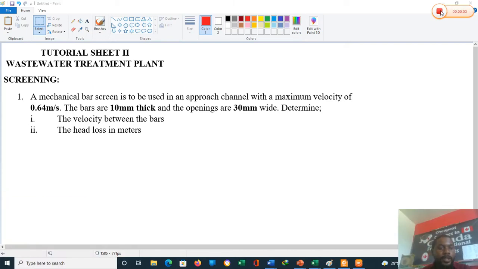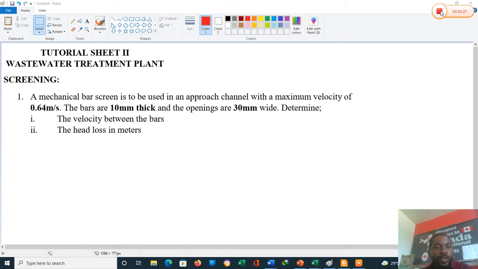Okay, good morning, guys. We are going to look at question number one on tutorial sheet 2, which is on wastewater treatment plant design. Question 1, which is highlighted on the screen, is talking about the first unit of treatment, which is screening. Screening aims at removing large particles found in the wastewater.